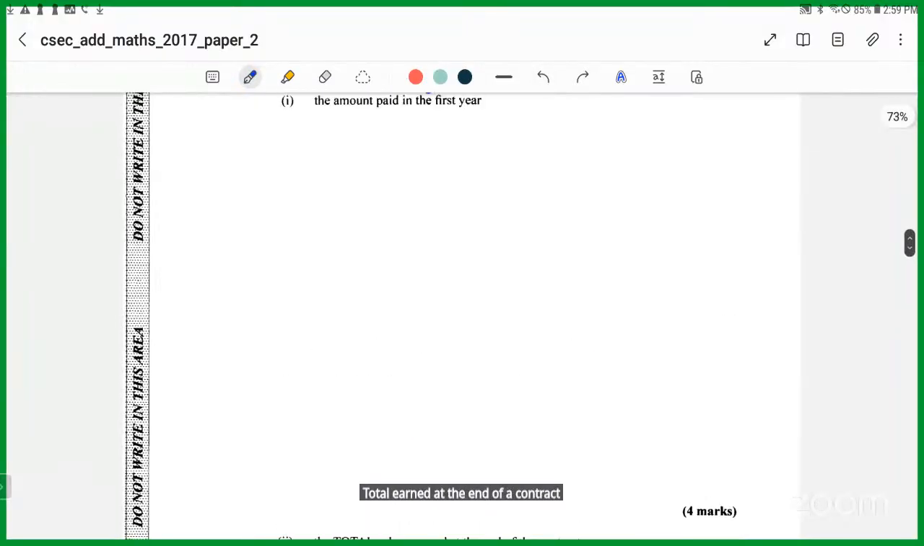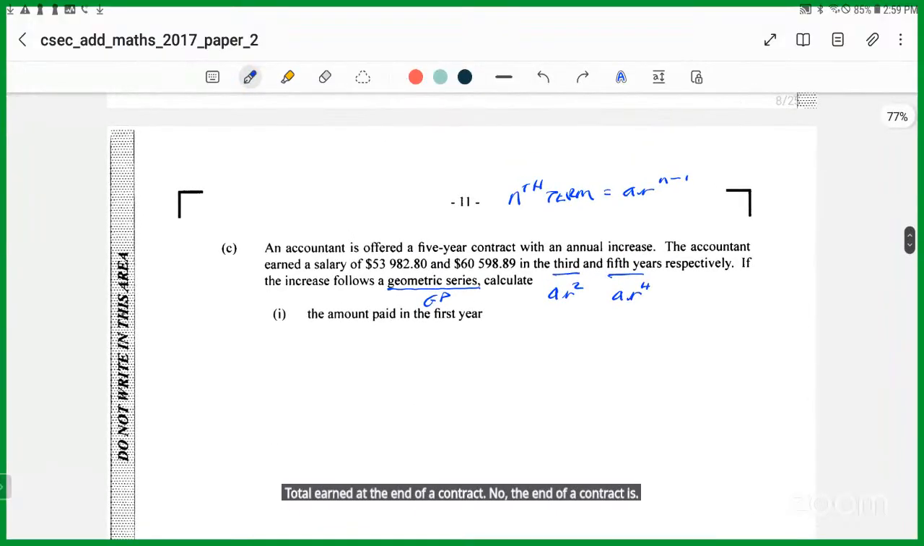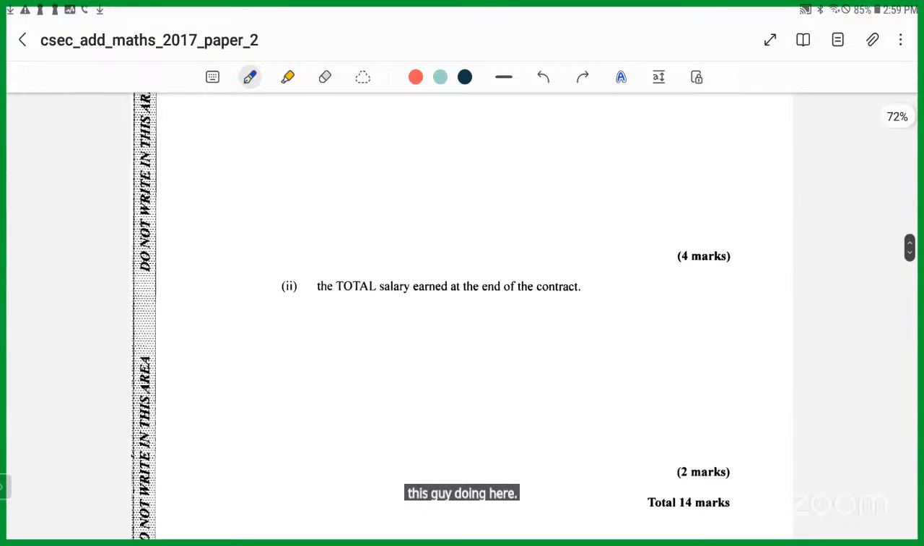Now the end of a contract, how many years are we going for again? 5 years. So at the end of the contract, n equals 5. So we need to sum the 5 terms. Basically down here is asking us for S5.